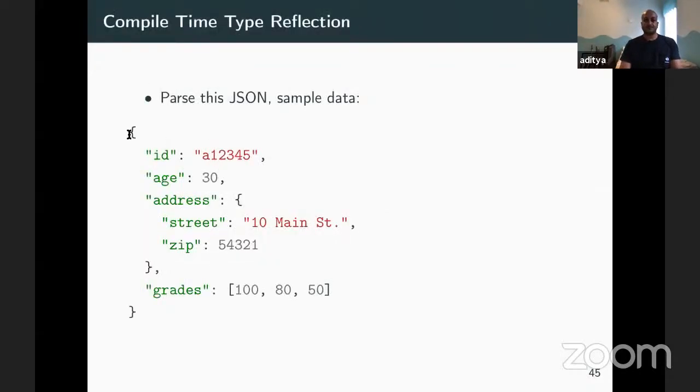So I have the sample data right here. This is some data that I got from a web service. It's got an ID field, an age field, a grades field. So presumably this is some kind of student. And this is the shape of the JSON that I need to be able to parse in order to consume data from this web service.